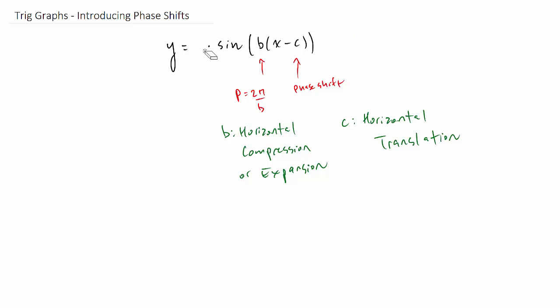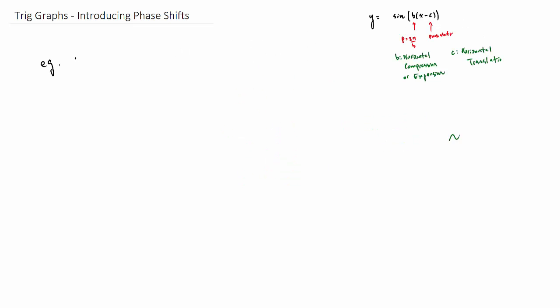So we're not going to deal with A or D. Basically, that means that for now, A is 1 and D is 0. So we are not affecting the vertical values at all. We're just going to deal with the horizontal stuff.